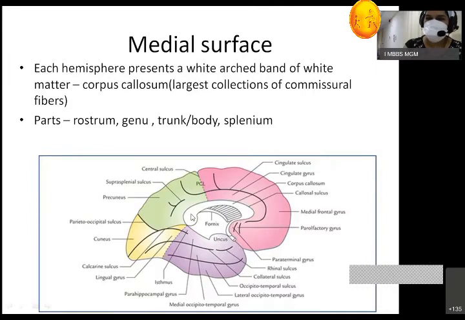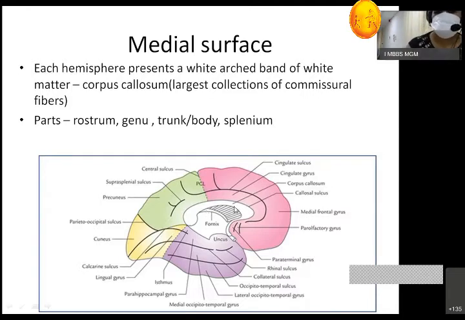This corpus callosum is white matter which connects the two cerebral hemispheres, and lies in the base of the median longitudinal fissure. Now this has different parts. First part is the rostrum. Most anterior part where this rostrum bends is called the genu. Then there is a body, and the most posterior expanded part is called the splenium. This genu is 4 centimeters behind the frontal pole, while the splenium is 6 centimeters in front of the occipital pole.